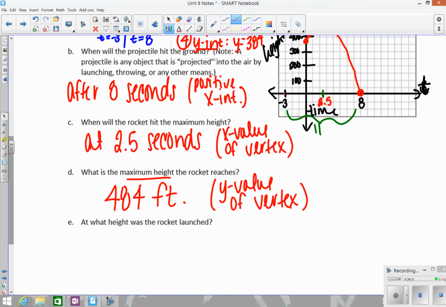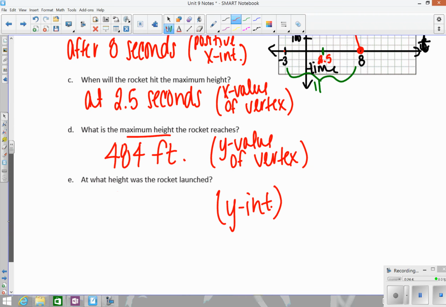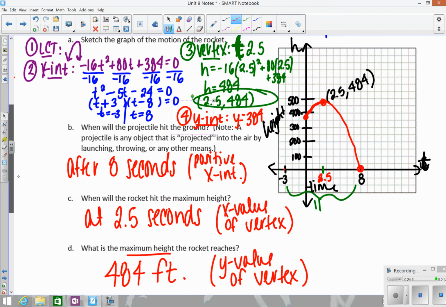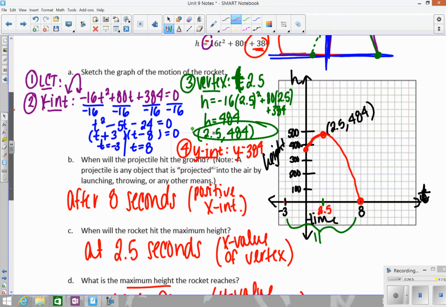And then the last thing, at what height was the rocket launched? So what's the initial height? This is always going to be the y-intercept. So for this particular problem, the initial height was right here. That's how high the cliff was. That's where it was starting. 384 feet. And it'll always be the y-intercept, so it'll always be this initial height, the value at the end.